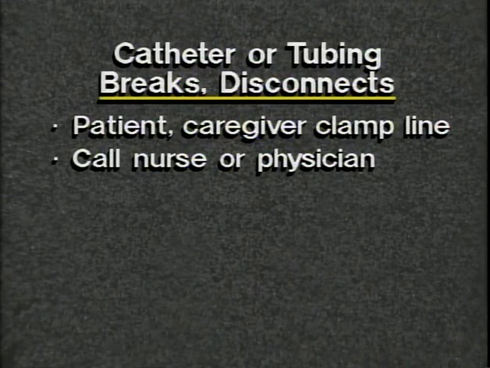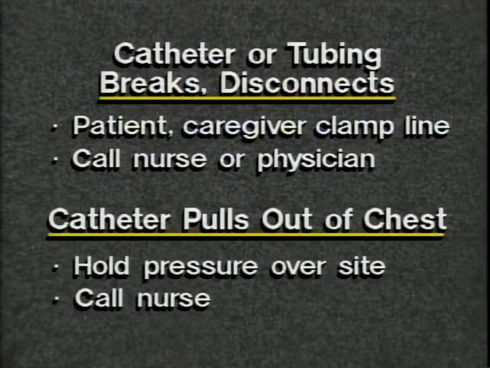If the catheter or tubing breaks or becomes disconnected from the patient with the central line, there is danger that air bubbles will enter the vein. There may be oozing of blood. The patient or caregiver must immediately clamp the line and call the nurse or physician. If the catheter pulls out of the chest, hold pressure over the site and notify the nurse immediately. Proper protection and handling of the IV line can prevent the catheter from breaking, disconnecting, or pulling out of the chest.